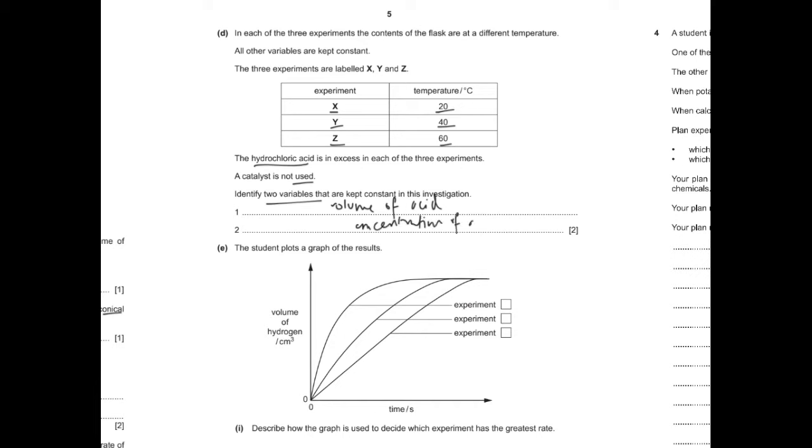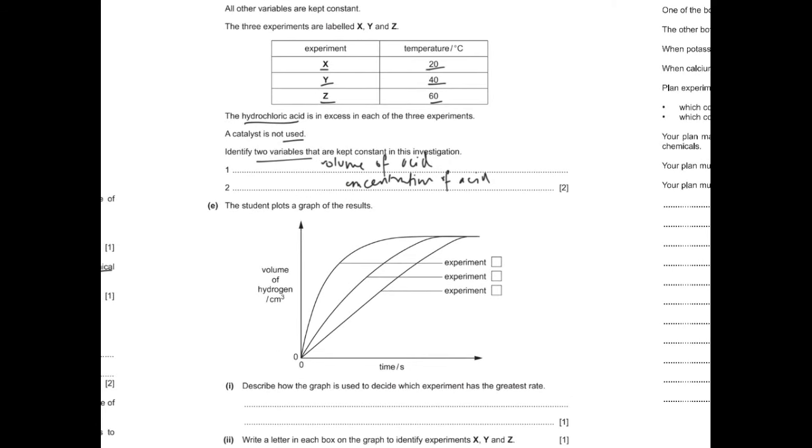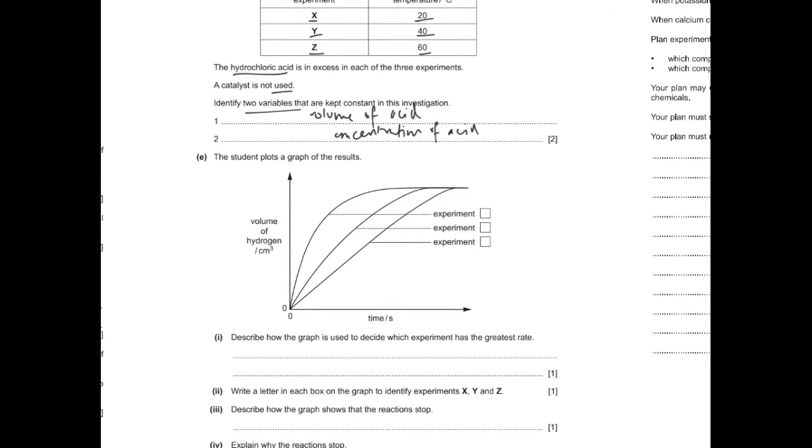And then you're also using magnesium. You have to make sure the mass of magnesium is the same. Or you can also say that the size of the magnesium particles has to be the same, right? So that you can only monitor the change in temperature. You should know that whenever you are monitoring the effect of one variable, you'll have to keep all the other variables constant.